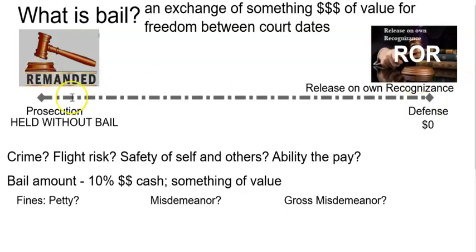So the extremes on this are, on the prosecution side, held without bail, and on the other side, don't put up any money. They can't be released, to the point that you don't have to ask them for money as something valuable because they can be trusted on their own word. And anything in between. So that's when we're talking bail.